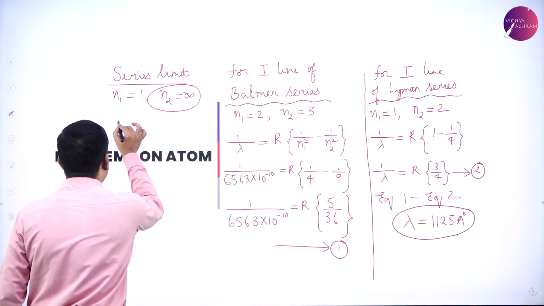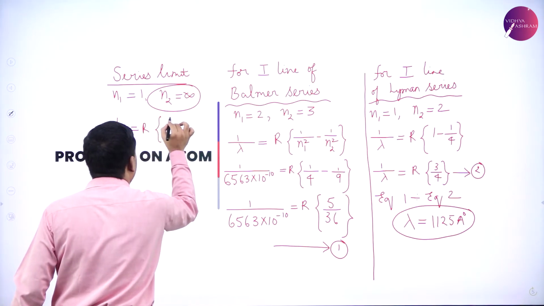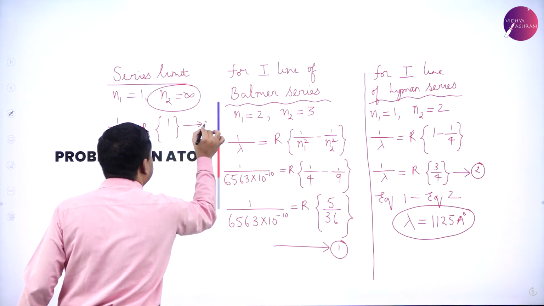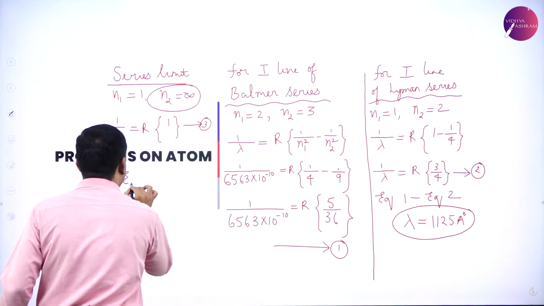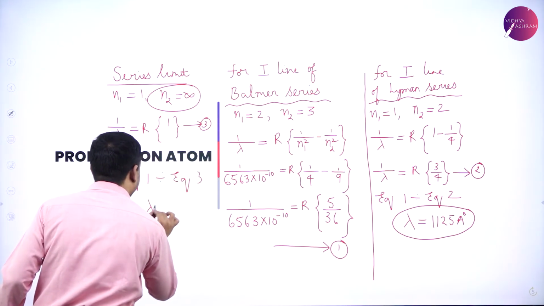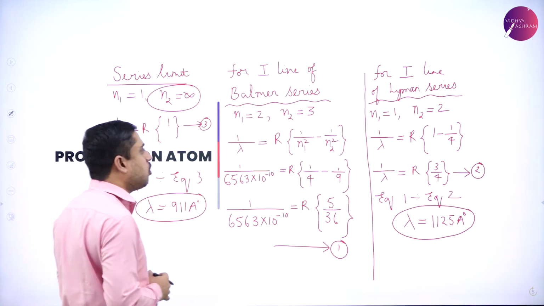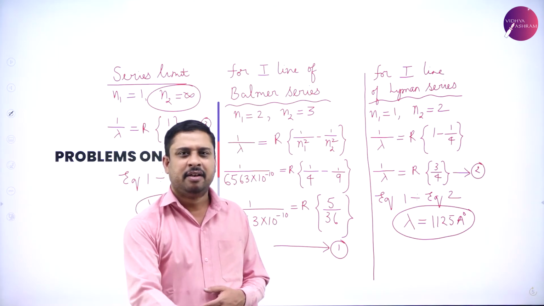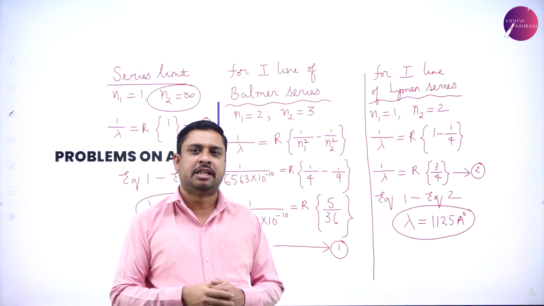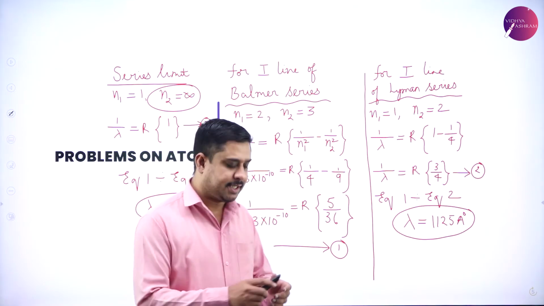Therefore again, 1 by lambda is R, 1 by 1 square. So again, equation 1 divided by equation 3, lambda turns out to be 911 angstroms. See again, just continuation, step-by-step calculation. We go on getting the results. The next one, students.